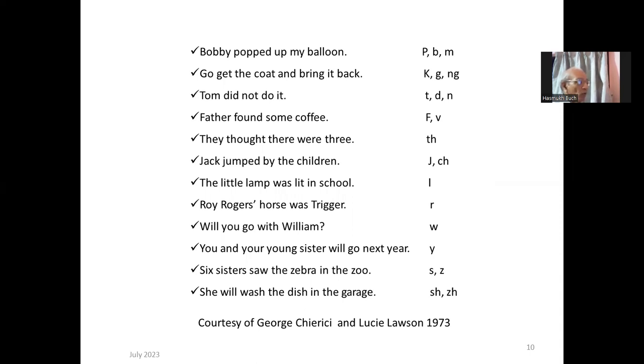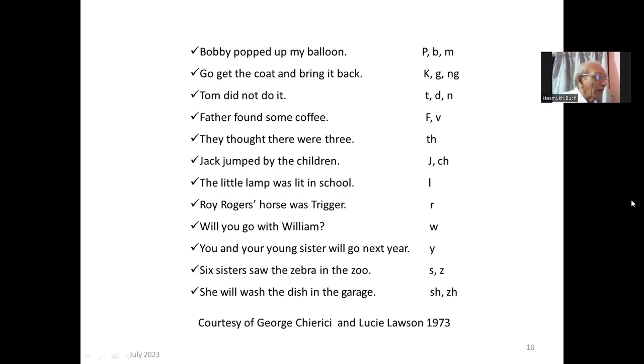Some people call it a vowel. Sixth chapter shows the zebra in the zoo. S and Z we have considered already. They will wash the dish in the garage. Forget it. But asset, that shot. She is also soft, isn't it? Shoe is also soft. Like that. That shot is of Shankar. Shankar also. That part.